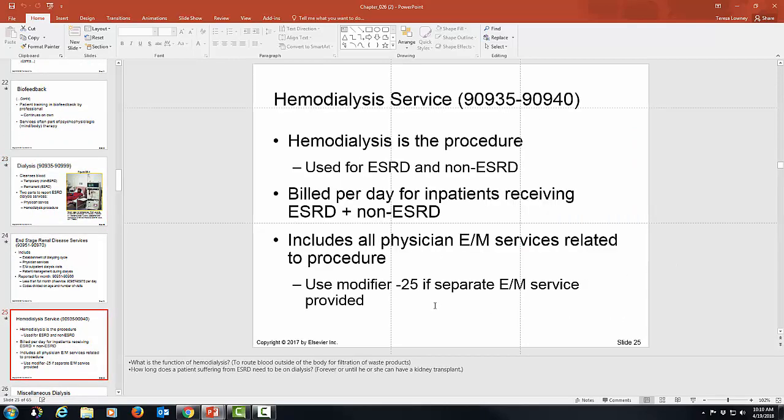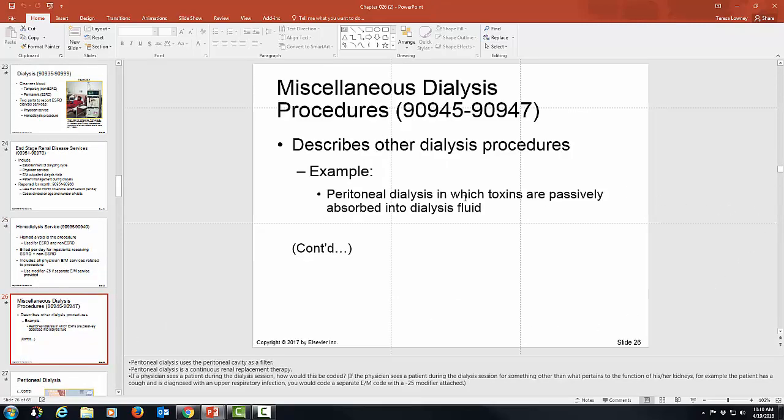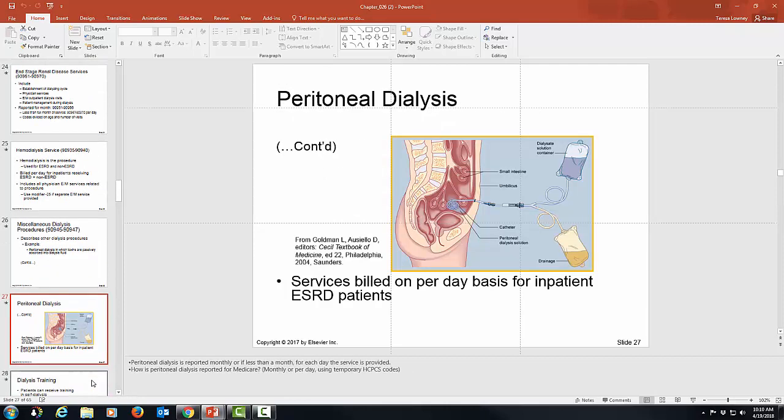Hemodialysis is the procedure used for both of them, billed per day for inpatients receiving this care. It includes all the physician E&M services, so you're going to use that 25 modifier if there is a separate identifiable E&M service provided. Miscellaneous diagnosis procedures, just make sure to look at those. The peritoneal dialysis, in which the toxins are passively absorbed into the dialysis fluids. The doctor will only see the patient during the dialysis session. How would that code? Well, you want to make sure that you're appending that 25 modifier to your E&M code.